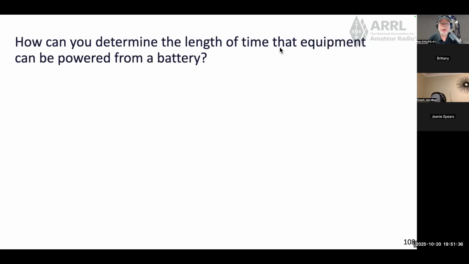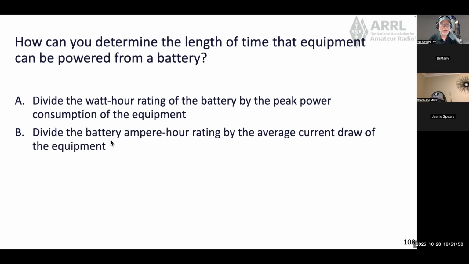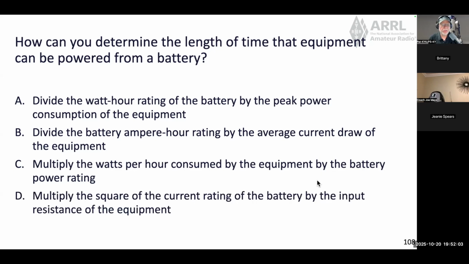How can you determine the length of time that equipment can be powered from a battery? A, divide the watt hour rating of the battery by the peak power consumption of the equipment. Now, think about this when we did talk about this. B, divide the battery amp hour rating by the average current draw of the equipment, because remember, you're not transmitting all the time. C, multiply the watts per hour consumed by the equipment by the battery power rating. D, multiply the square of the current rating of the battery by the input resistance of the equipment. Boy, the guys work hard on these answers. But which one do you think it's going to be?